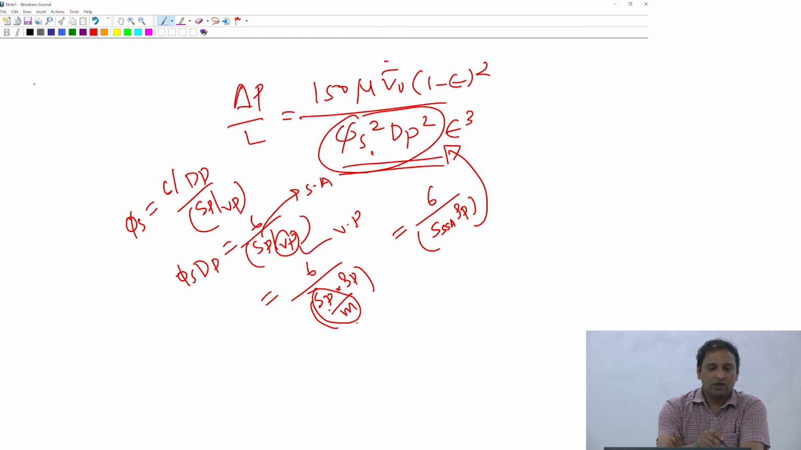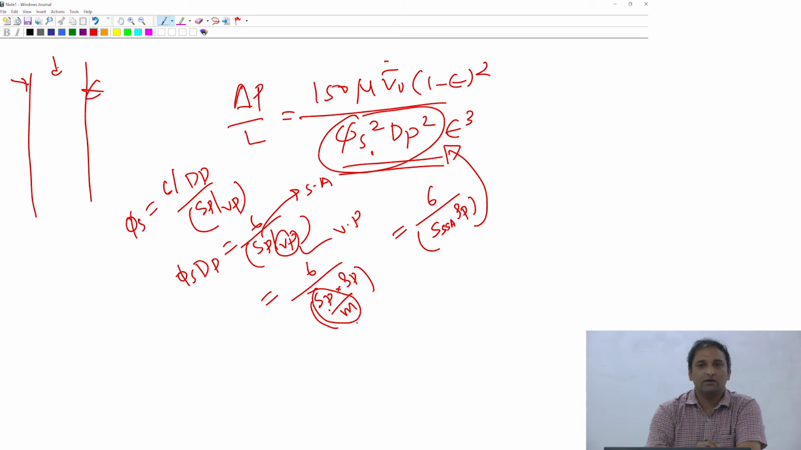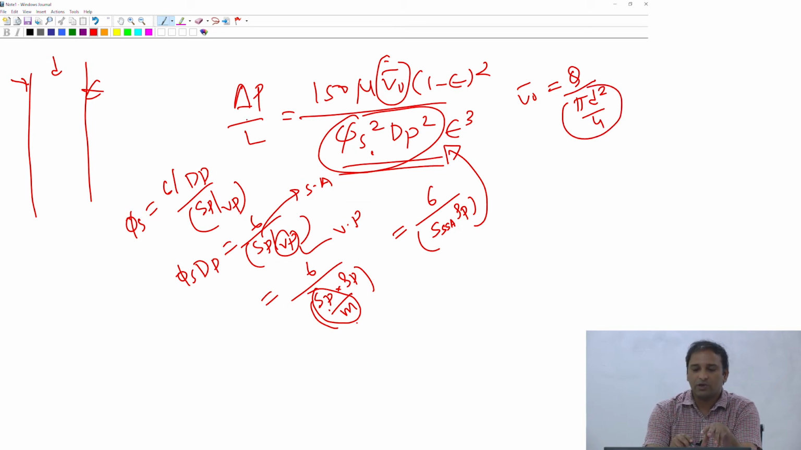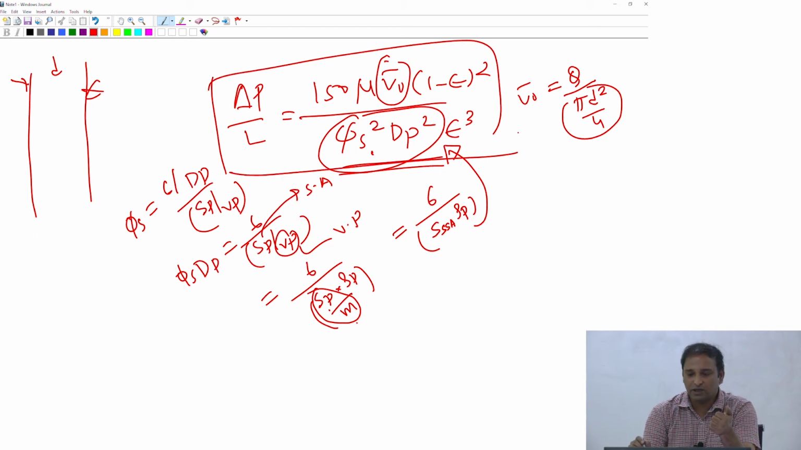So what people do is, the moment you do experiments in a column of a particular diameter, say this is d, I can express this V naught bar in terms of the volumetric flow rate divided by the area, so pi d square by 4. So I can recast this expression in terms of the volumetric flow rate of the liquid flowing through the packed column, the diameter of the column that makes the packed bed, and also phi s and dp in terms of the specific surface area and the density of the particle.